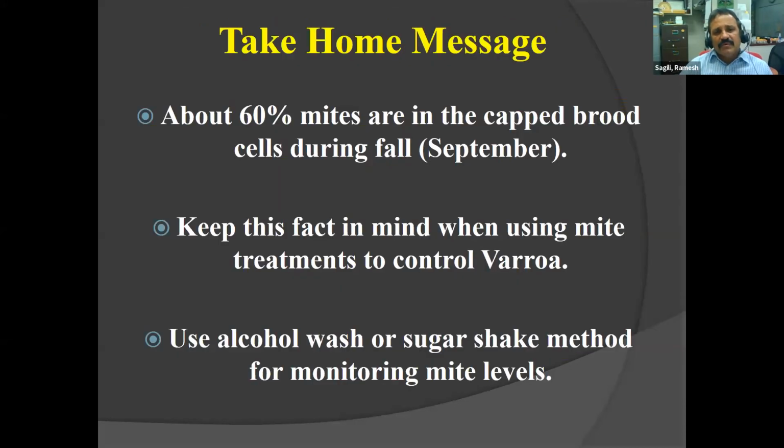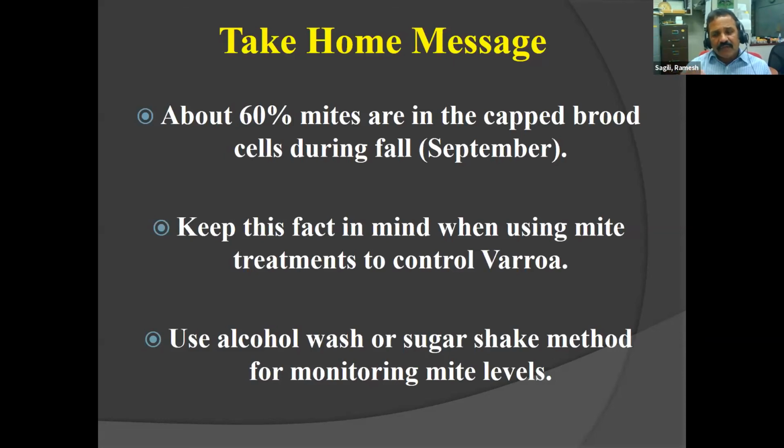So take home message, about 60% of the mites are in the capped brood cells during fall, especially in Oregon in September. And keep this fact in mind, again, for the new beekeepers. This is very important, because when you are using a miticide that only works for a short period of time, for example, oxalic acid as a vapor, or maybe another chemical that has a lifespan of only a week or 10 days, then you may have to repeat that treatment, because you may not get a good control in that 1 week period, right?